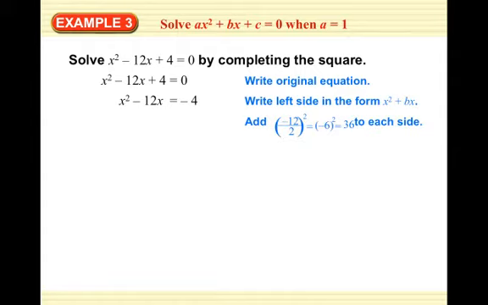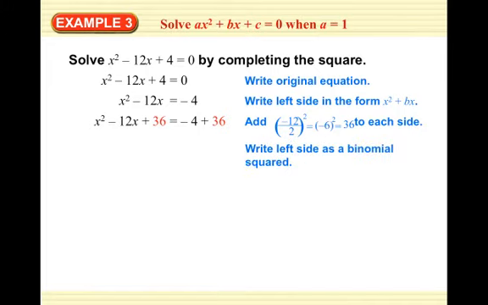Okay, we need to do our b over 2 squared. And guys, I strongly recommend that you write this out. So we want to add b over 2 squared, so negative 12 over 2 squared. Negative 12 over 2 is negative 6. Negative 6 squared is 36. We want to add 36 to both sides. So on the left-hand side, we've got x squared minus 12x plus 36 equals negative 4 plus 36.